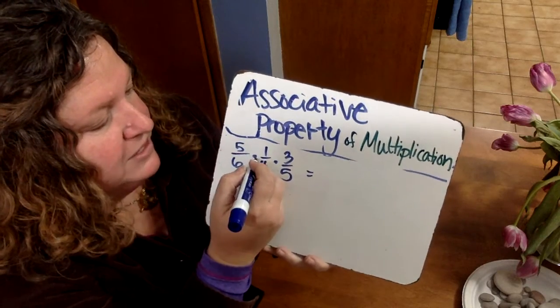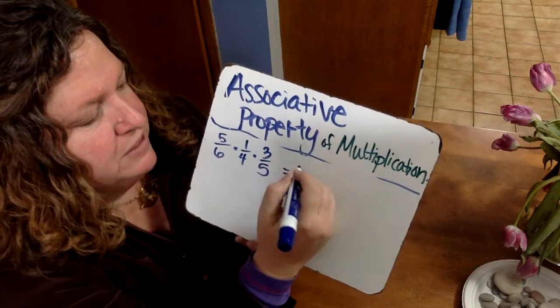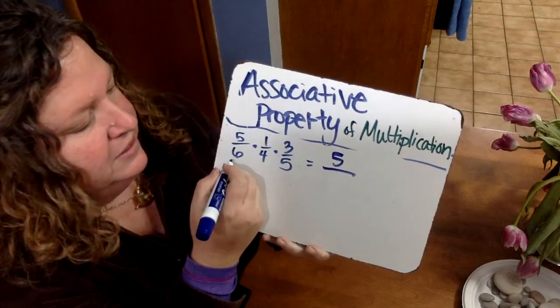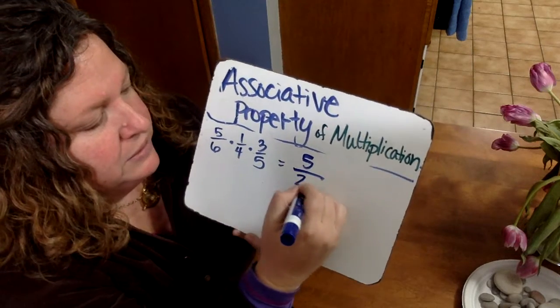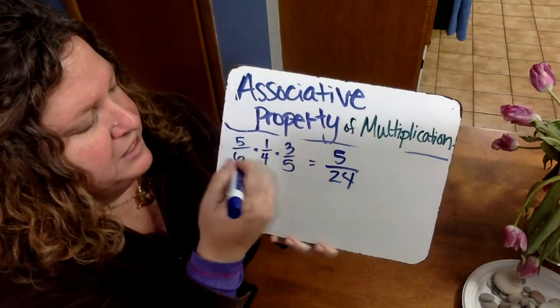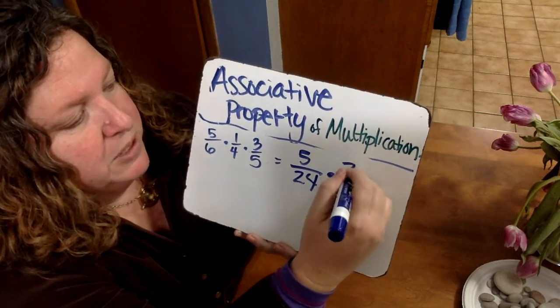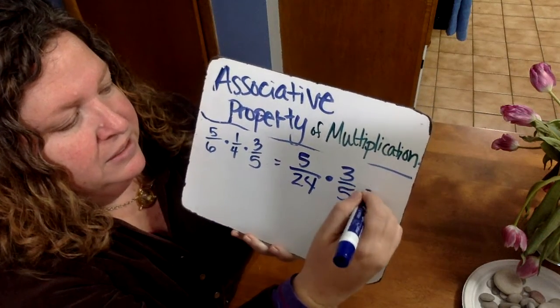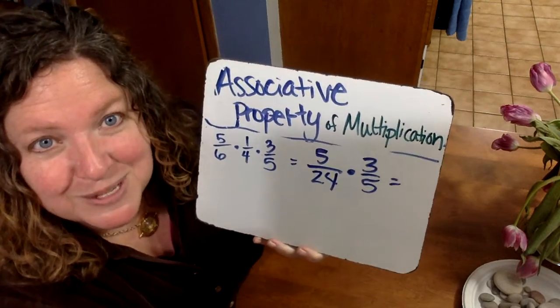So numerator times numerator is the numerator. So 5 times 1 is 5. Denominator times denominator is the denominator. So 6 times 4. So we've simplified this part of the problem, and now we're on to the next part of the problem. So now we have 5/24 times 3/5.